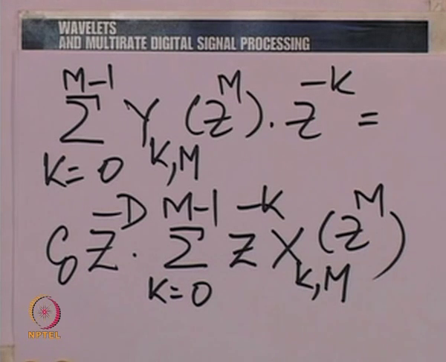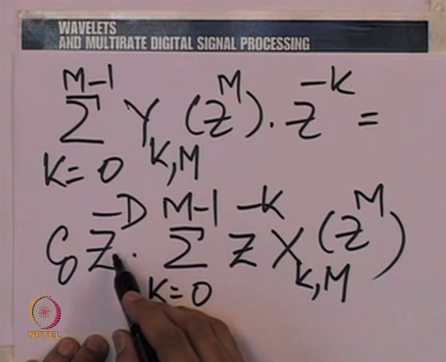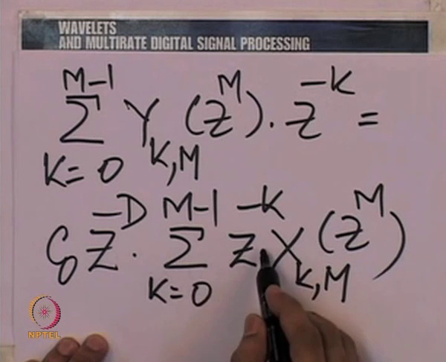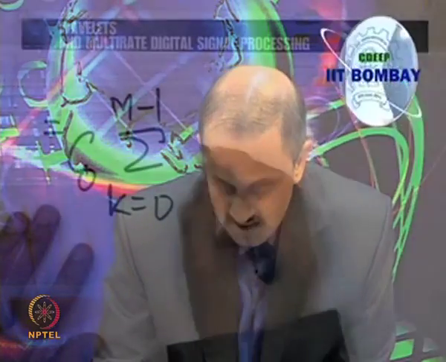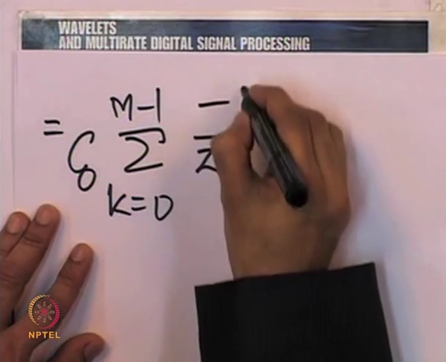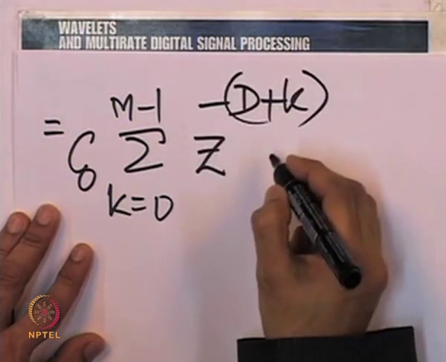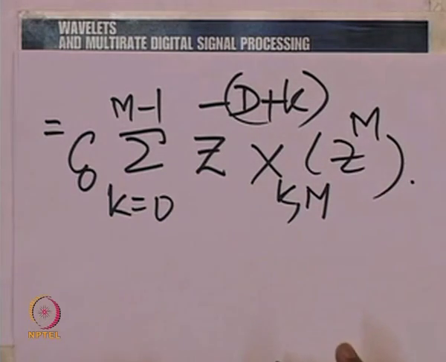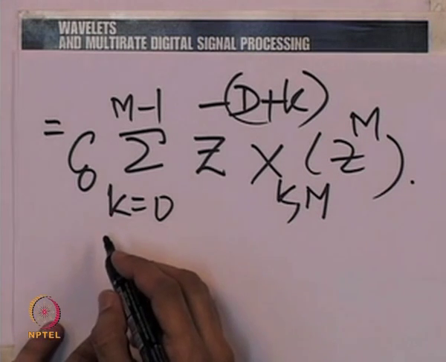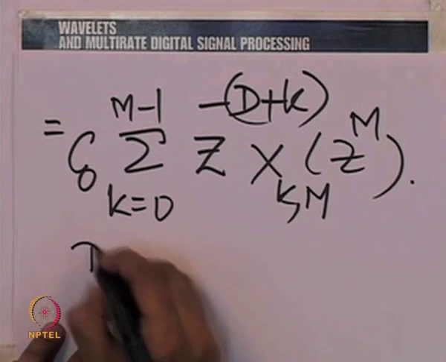Now, all that we need to do is to take this z raised to the minus d inside and combine it with z raised to the power minus k. So, we have that becomes c 0 summation k going from 0 to m minus 1 z raised to the power minus d plus k x k m z raised to the m. And now, all that we need to do is to separate d plus k.